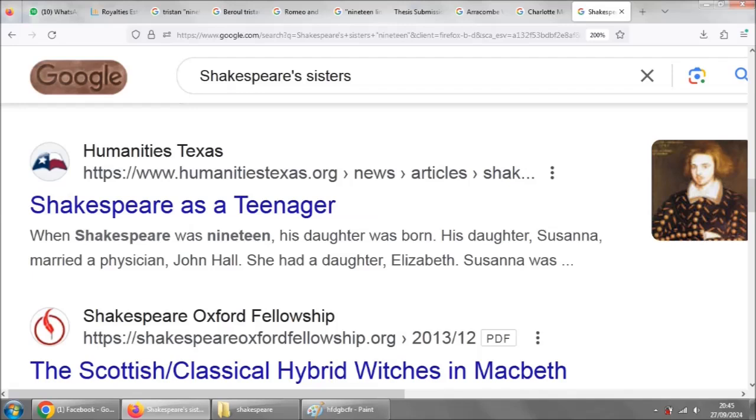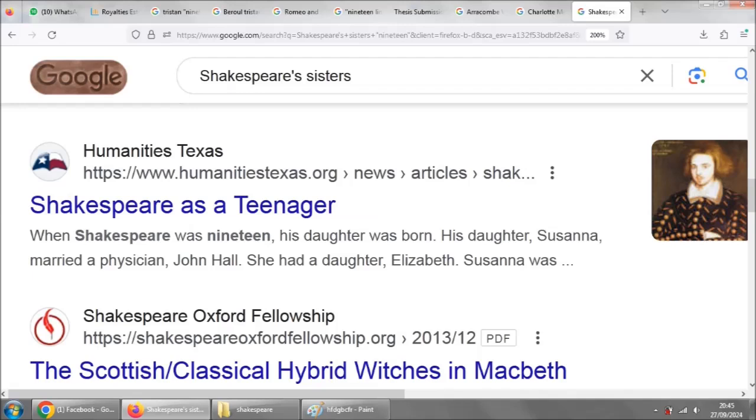You can read it. When Shakespeare was 19, his daughter was born. His daughter Susanna married a physician, John Hall. How old was he when his daughter was born? 19 years of age. Are you sure? That's what they're telling me. 19. Or are you just making it up? No, I think they're making it up. They're making the whole history up.